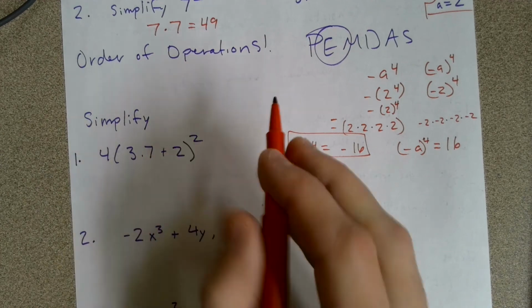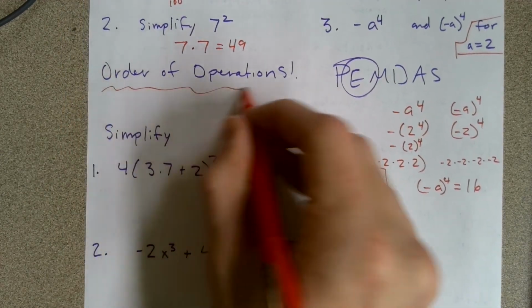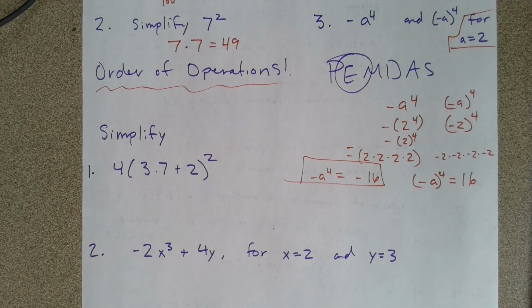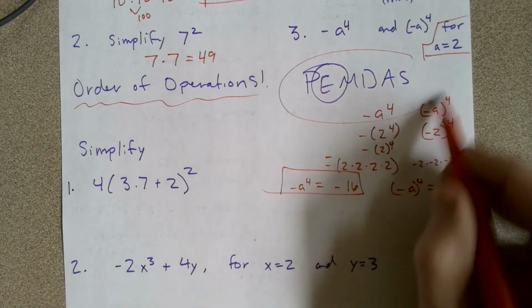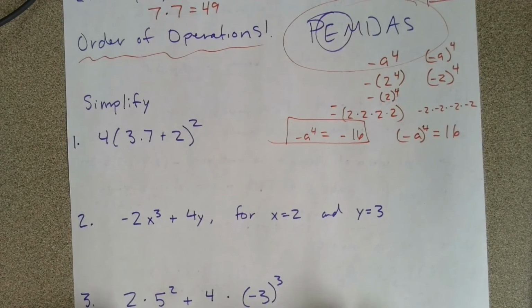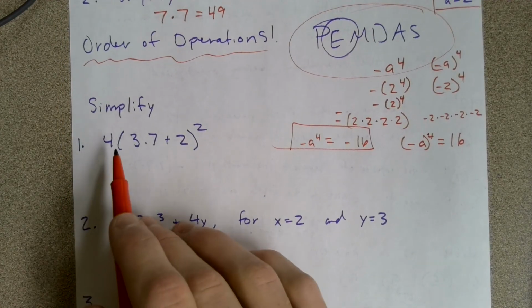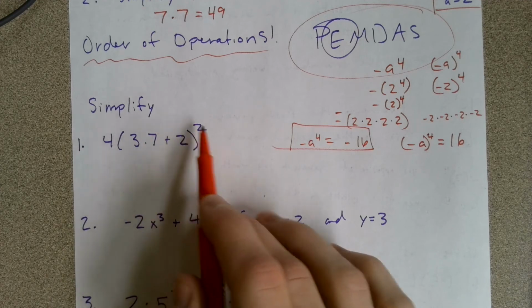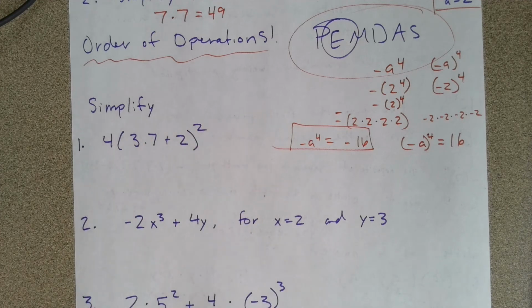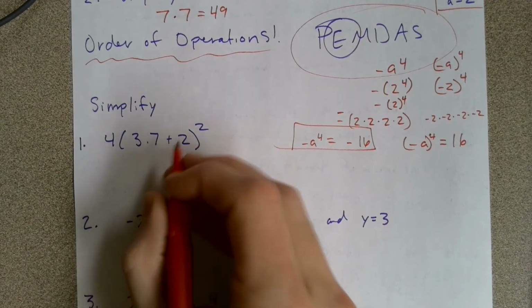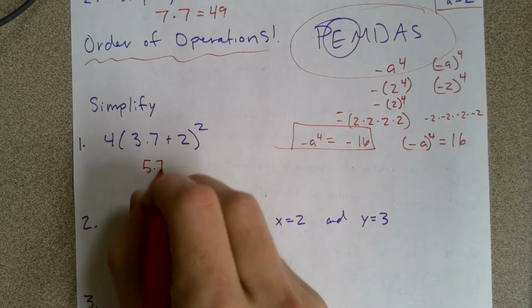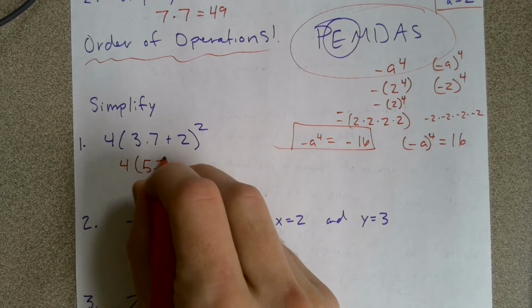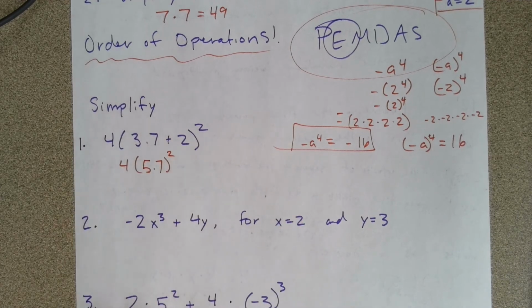Okay, on to our order of operations. We've got to think about our PEMDAS here. Our exponents come second. Super important. Let's get into it. They give us 4 times (3.7 plus 2) in parentheses to the second power. We're going to start with our parentheses. We're doing our PEMDAS right in order. 3.7 plus 2 is going to be 5.7. I'm going to rewrite this: 4 times 5.7, second power.